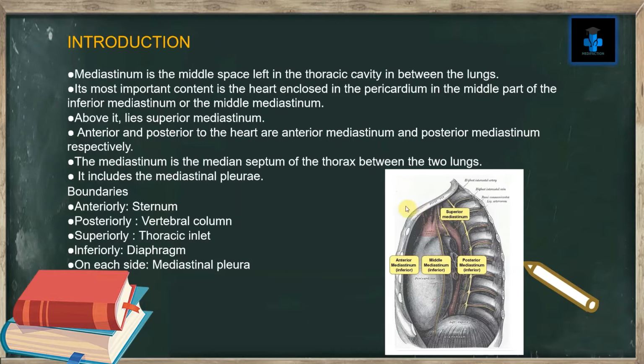Boundaries. Anteriorly, we can see here the sternum. Posteriorly is the vertebral column. Superiorly, we can observe the thoracic inlet. On each side, we can find the mediastinal pleura.